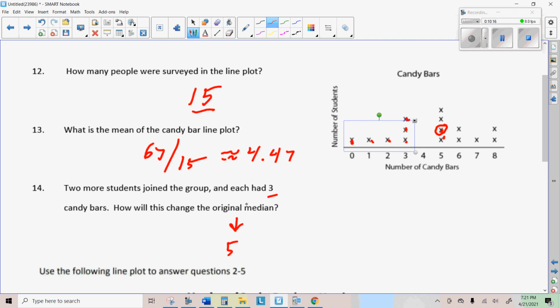We're going to add 2 students that each had 3 candy bars. So I'm going to stack up 2 more there. I now have 17, so add 1 to that is 18. Divided by 2 is 9. The ninth one is right in the middle. So I'm going to go to the ninth one now. 1, 2, 3, 4, 5, 6, 7, 8, 9. It's still 5, so it doesn't change it. Stays the same.